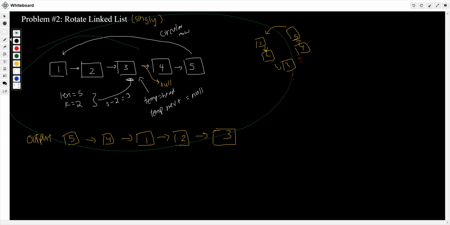K is 2. So what we want is basically moving it by two spaces. Our end result should be, instead of 1, 2, 3, 4, 5, it would be 5, 4, 1, 2, 3, because we're moving these two places out and putting them in front. So that's what that means.